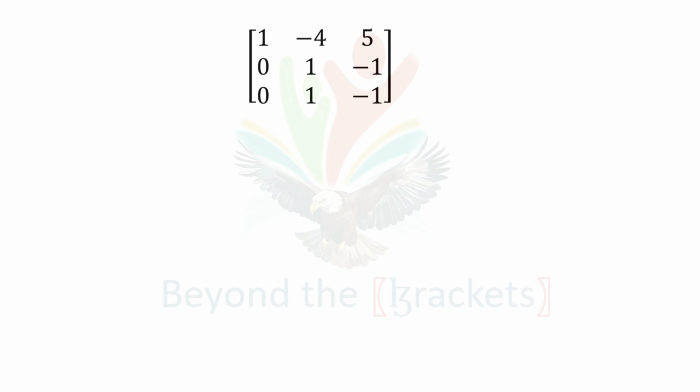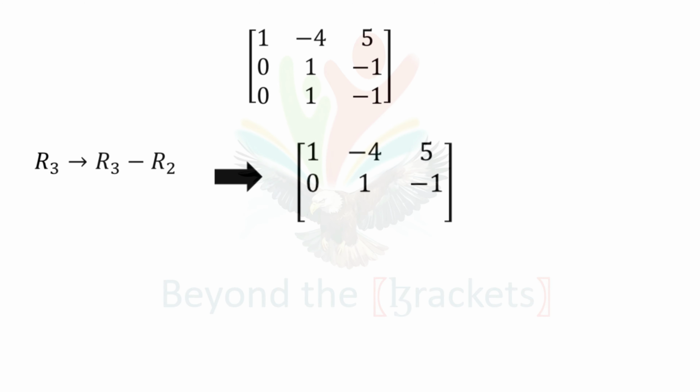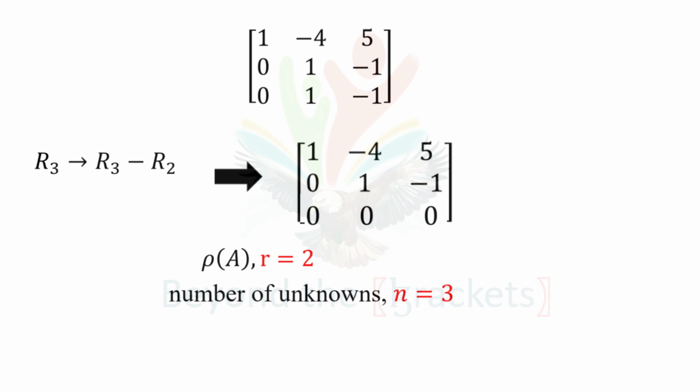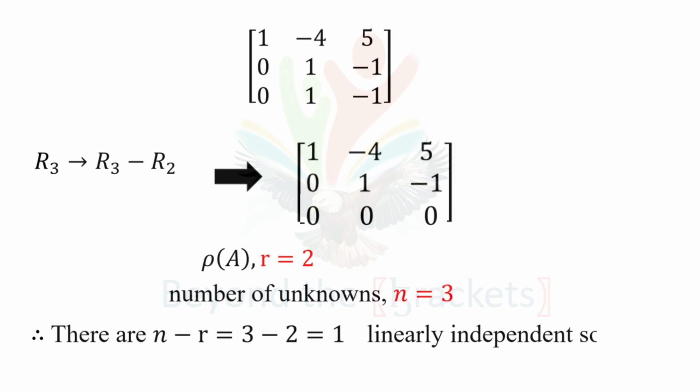For the next step, we have to make this element 0 using R2. So the operation will be changing R3 as R3 minus R2. After the first two rows are written as they are, for the third row we get 0 minus 0, 1 minus 1, minus 1 plus 1. Here the rank of A is 2, which we denote by r. The number of unknowns, or n, is 3. So the system will have n minus r, that is 3 minus 2, which is one linearly independent solution.